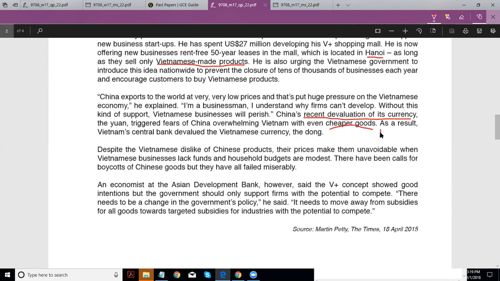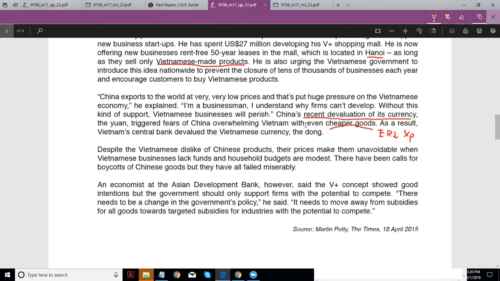Because obviously, as your exchange rate goes down, which is what China deliberately does, your export prices will go down. So the price competitiveness of your exports at least would increase. So it gets even cheaper. Just a small side note. They ask this mainly in MCQs, but the difference between devaluation and depreciation is that devaluation is where the government itself artificially lowers the exchange rate.